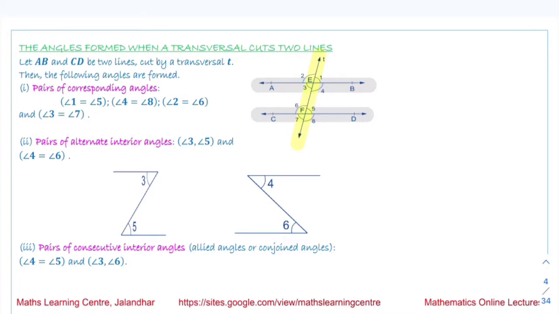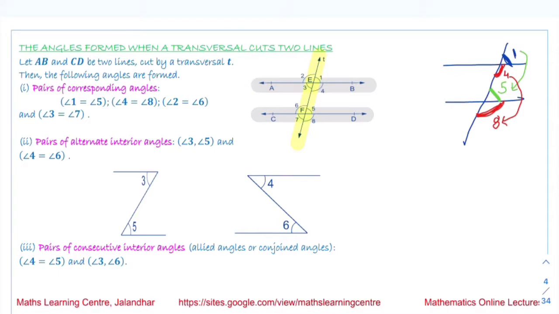When we talk about angle 1 and angle 5, these are the two lines, this is the transversal, then corresponding to angle 1, this angle, these two angles are called the corresponding angles. Then suppose this is angle 4 and this angle is angle 8, then 4 and 8 is a pair of corresponding angles.